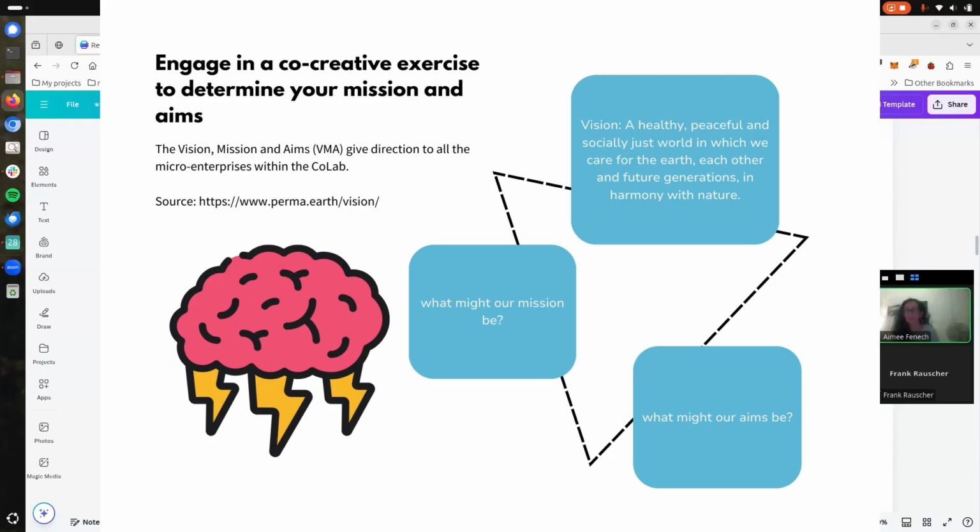You will notice that the vision is defined. That's because all microenterprises must have the same vision as the CoLab, because they're a CoLab. It's a CoLab project. And then the mission and aims are decided on independently from this, but in alignment. And this is why everything is connected.